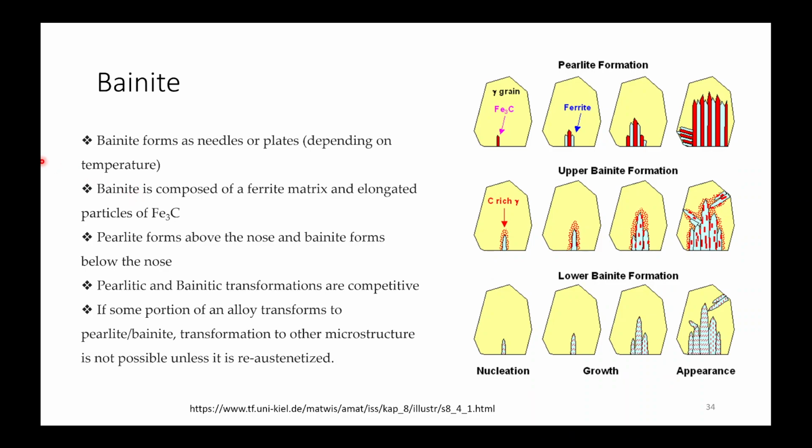In case of bainite, it forms as needles or plates depending on temperature. Bainite is composed of a ferrite matrix and elongated particles of Fe3C. Your pearlite forms above the nose and bainite forms below the nose temperature. Pearlitic and bainitic transformations are competitive. So if some portion of an alloy transforms to pearlite or bainite, transformation to the other microstructure is not possible unless it is re-austenitized, because these are stable phases. Now this is your pearlite formation and upper bainite and lower bainite formations.